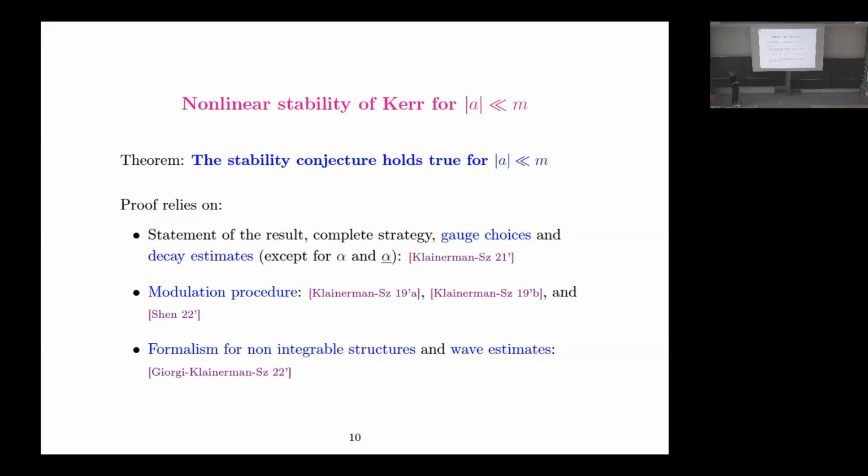This is different from the framework of Sergio and Demetrios for the stability of Minkowski. We have to derive, in this paper which is joint work with Elena Giorgi and Sergio, a formalism for the non-integrable structure. This is also the paper that contains all the hard wave estimates. In particular, this is where you get the decay for alpha and alpha bar, and where you close derivatives at top order. The only thing I want to focus on from now on is the modulation procedure, in the hope that the kind of constructions we do could be of interest to this audience, in particular the one in infinite dimensions.